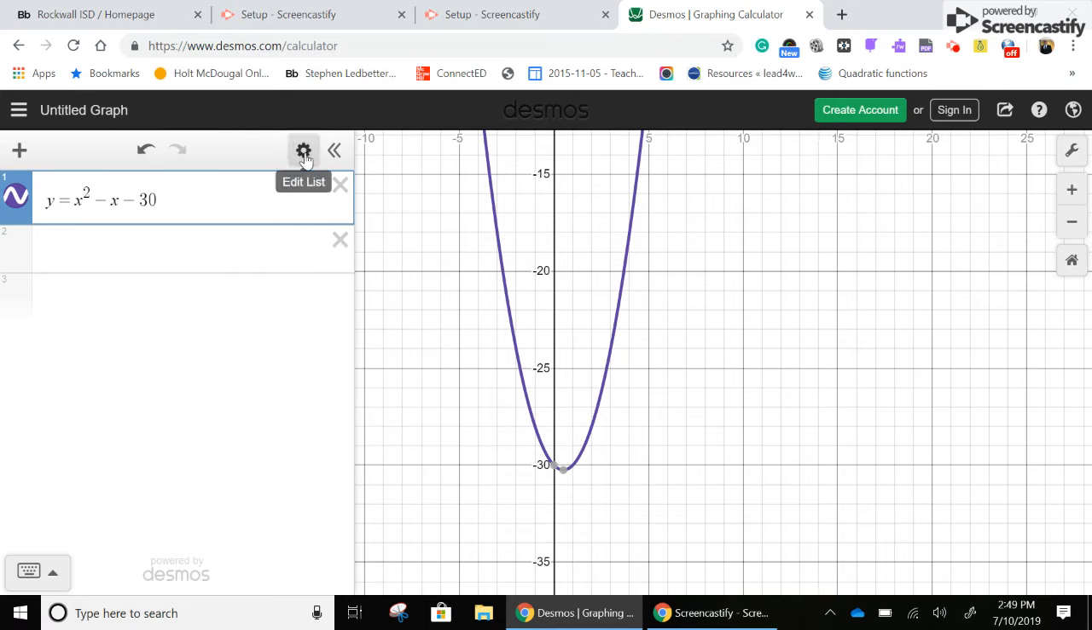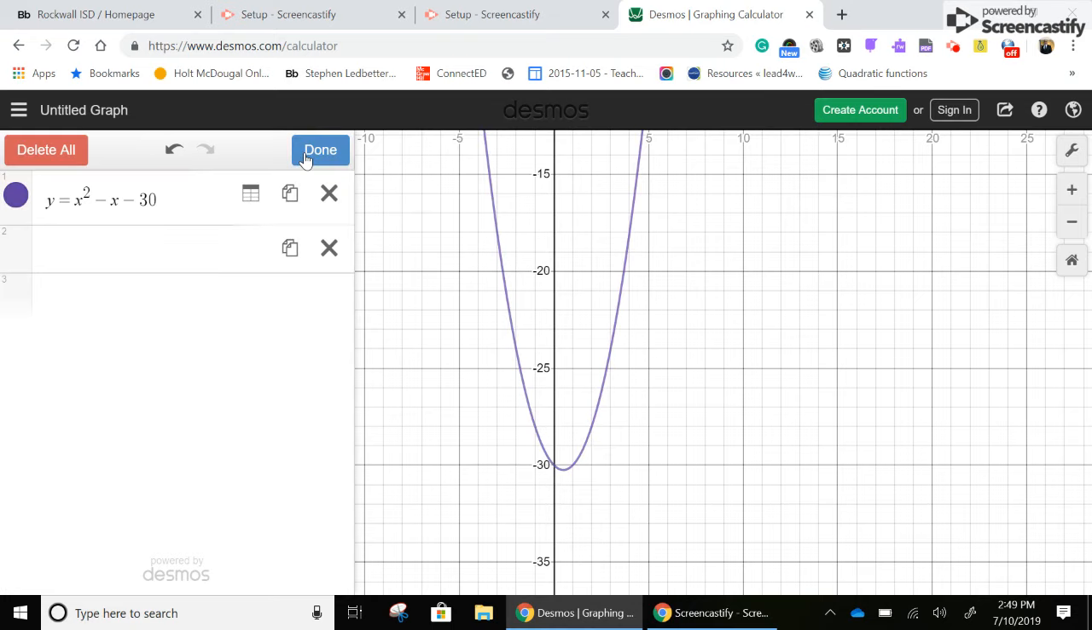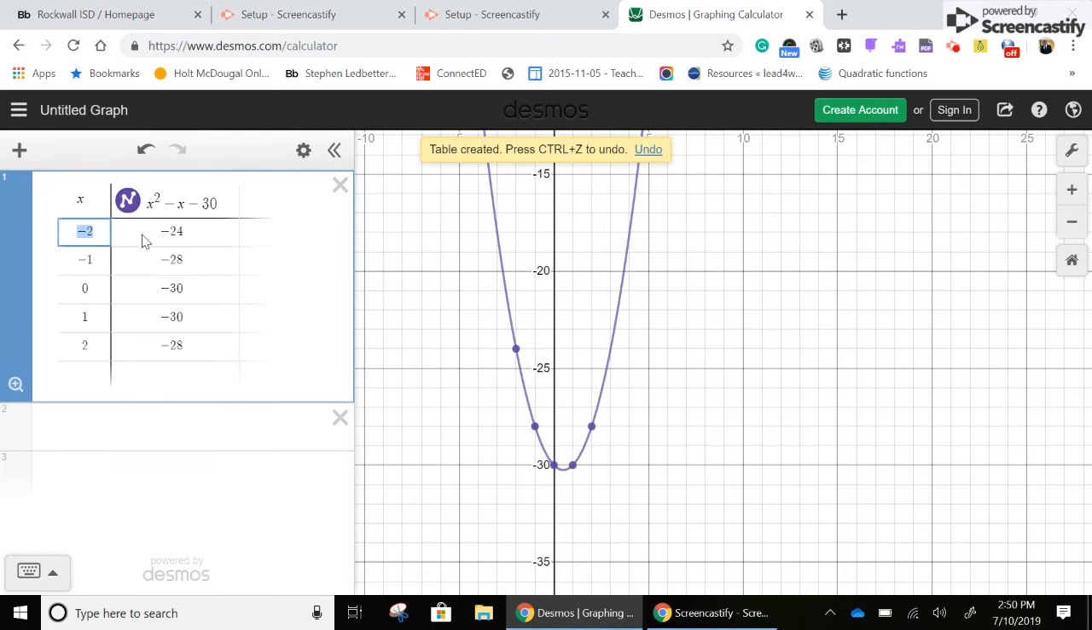Now, you could go to this little edit list right here, and right here's your table. This is if you want to make a copy of the equation. We hit this, and this will actually give us our table. And here's some of the points that they're using on the table. We can leave it out here.